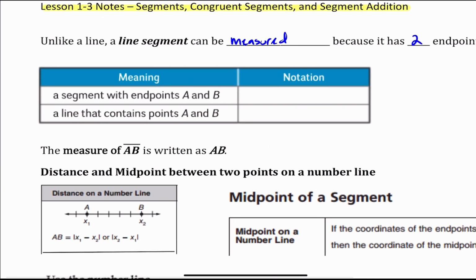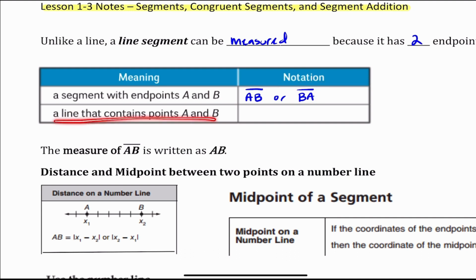Let's take a moment to fill in the boxes here. We're going to review some of the things that we talked about in Lesson 1-1. Here's the meaning, and there's the notation. A segment with endpoints A and B. To write a segment, you need two endpoints and draw a bar above the two points. So in this case, I wrote A and B and drew a bar above them. This is called line segment AB. And if you wanted to, you can call this line segment BA.